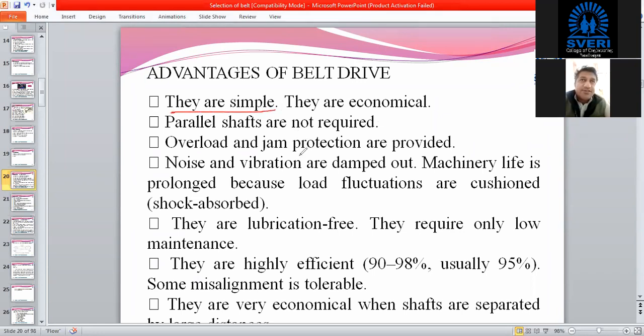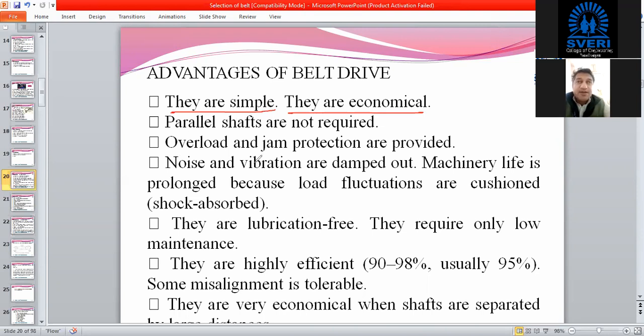An important advantage is that they are simple. They are not complicated like gear drive or chain drive. And they are economical because a costly manufacturing process is not required in such cases. Then parallel shafts are not required. We can transmit power with some angular deflection in the shaft. But in case of gear drive or spur gears, parallel shafts are required. Also in case of chain drive, parallel shafts are required.